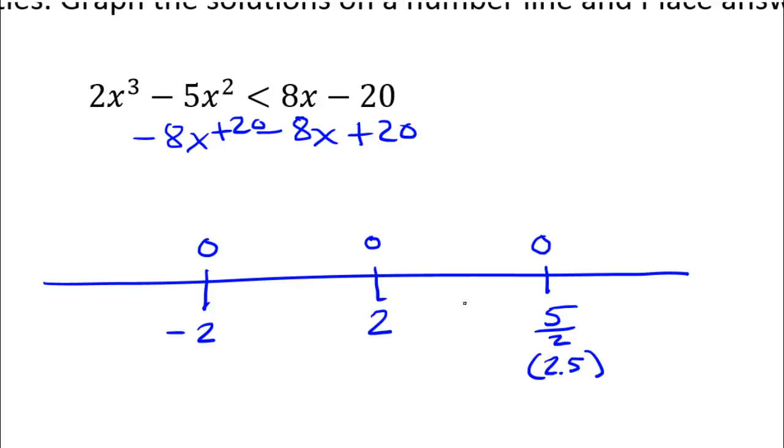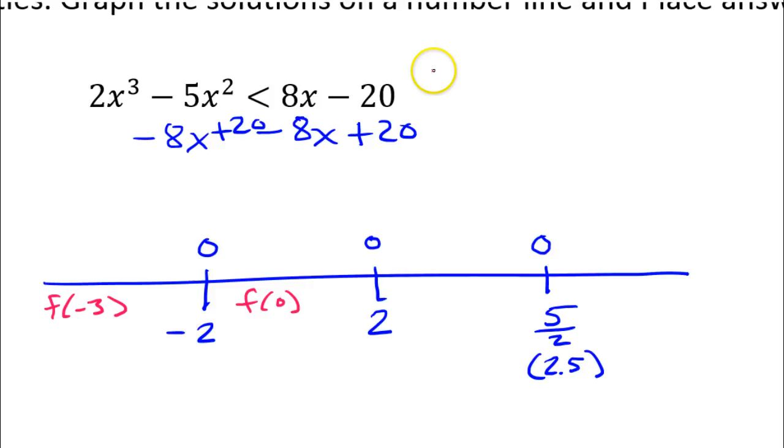Okay, that's very important. Now, we need to pick test values in each one of these zones. So over here to the left of -2, we could choose a value like -3. In between these two, we could choose a value like, for example, 0. We could have done 1 or -1 as well. This zone is a little tricky because we need to pick something between 2 and 2.5.